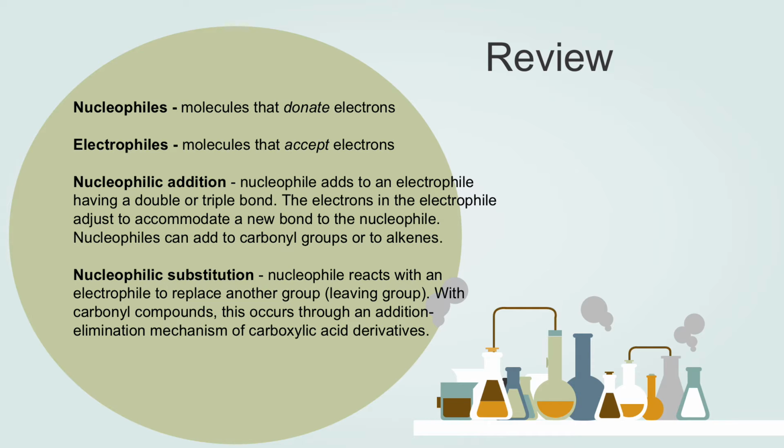Nucleophilic substitution reactions are when a nucleophile reacts with an electrophile to replace another group, and this is called the leaving group. So with carbonyl compounds, this occurs through an addition-elimination mechanism of carboxylic acid derivatives. First, the nucleophile adds to the carbonyl electrophile, but this compound has what is called a leaving group, so the C=O double bond can reform and expel that leaving group. These reactions are often preceded as well by acid-base reactions.